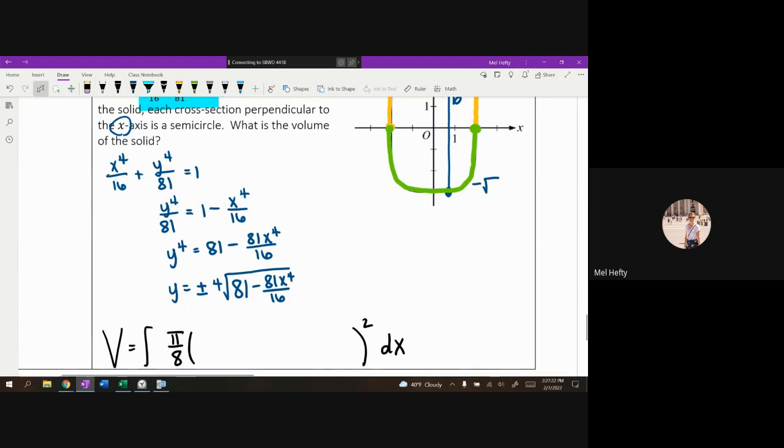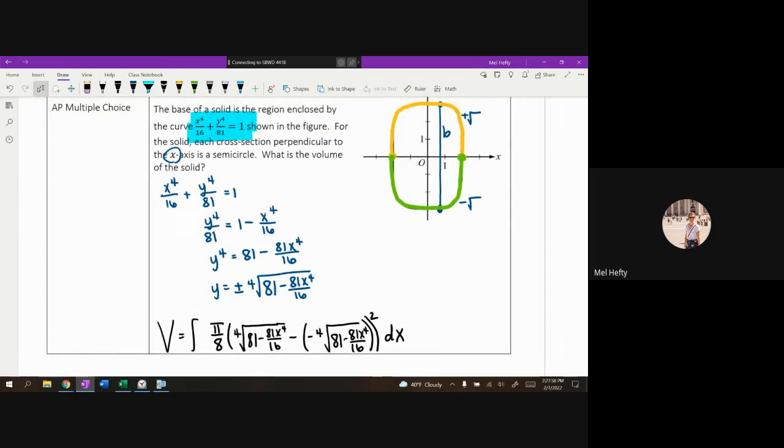What is the top function? The positive root. I'm just going to write it out. Okay. What's the bottom function? So minus negative. Good. Okay. Anything else? Ooh, bounds. Oh, they didn't tell me anything. Thoughts?